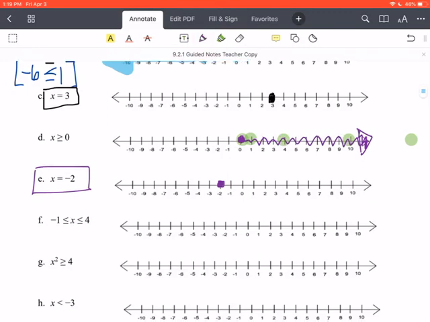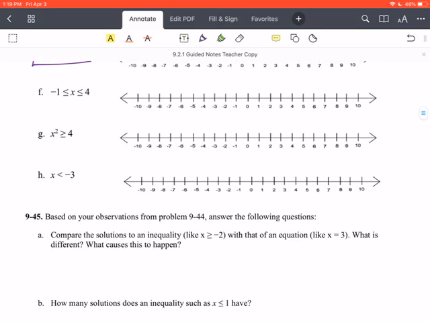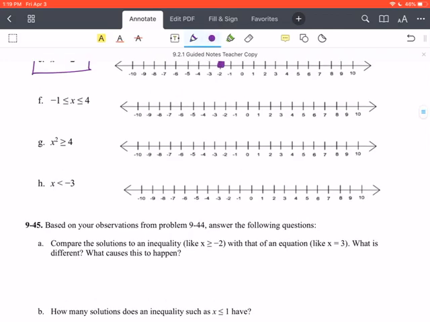Okay? Now we are looking at a two-part inequality. So how are we going to read this? This seems a lot like, I'm going to write it out because you guys have gotten really good at it, this seems a lot like domain. This is saying what values are between -1 and 4.